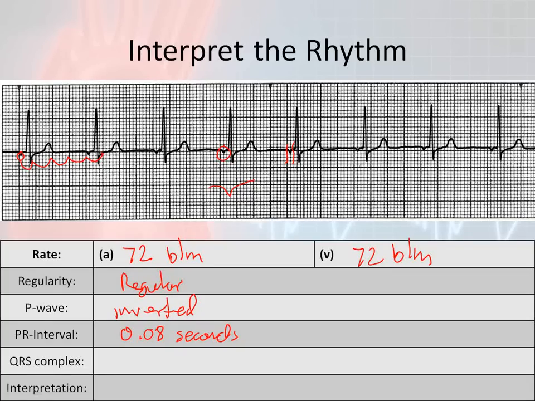Now let's look at the QRS complex. Is the QRS complex narrow? Yes, it is. My QRS complex is actually 0.10 seconds. It is narrow, it is steeply angled, and it has sharp points. So it is a very normal QRS complex.